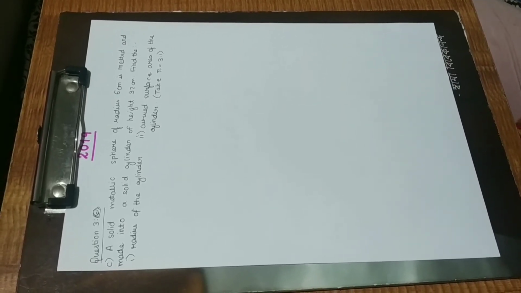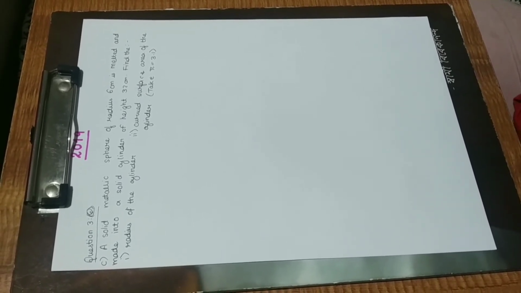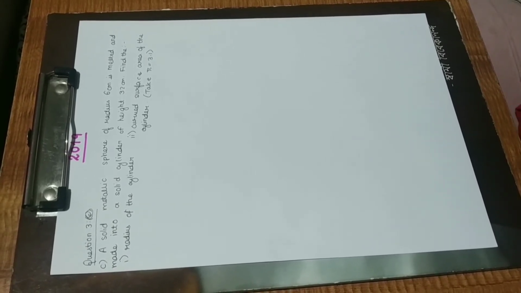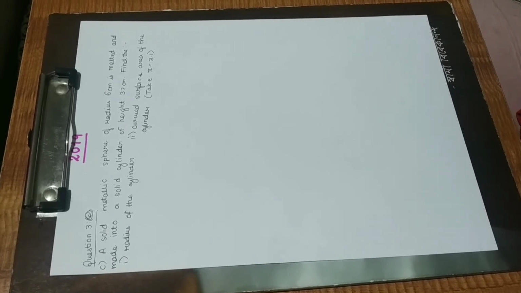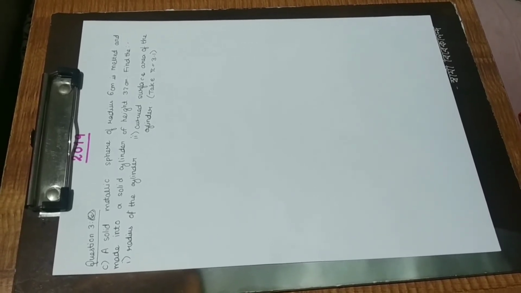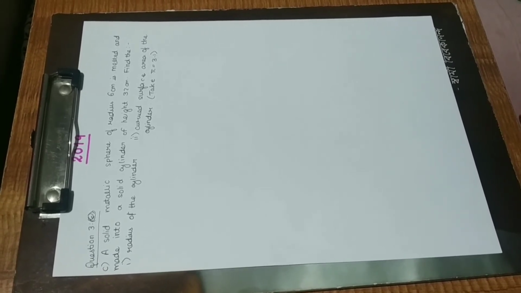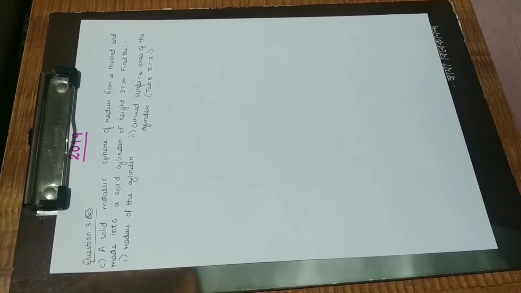Today we are going to solve a question which came in ICSE Board Examination Mathematics 2019. So let's start. This is question number 3C. A solid metallic sphere of radius 6 cm is melted and made into a solid cylinder of height 32 cm. Find the radius of the cylinder and curved surface area of the cylinder, and we have to take pi as 3.1. So let's start solving.